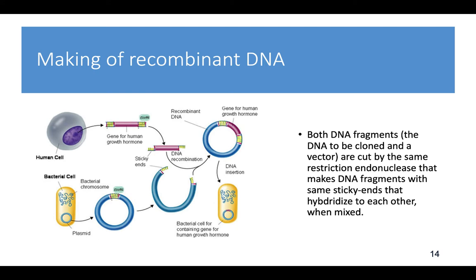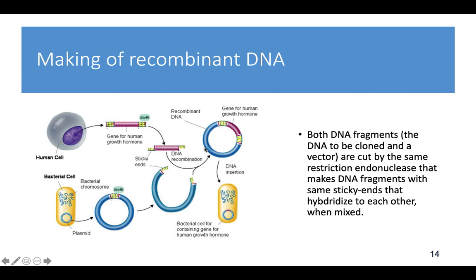Here is the making of recombinant DNA. Both the DNA fragments, the DNA to be cloned, and the vector are cut by the same restriction endonuclease that makes the DNA fragments with the same sticky ends that hybridize to each other when mixed. We said this a bit earlier. So you have your bacterial cell. Here is the multiple cloning site, cut with EcoRI for example. I put your DNA from human cells, also cut with EcoRI. You can add it with PCR or it might happen to have it also.